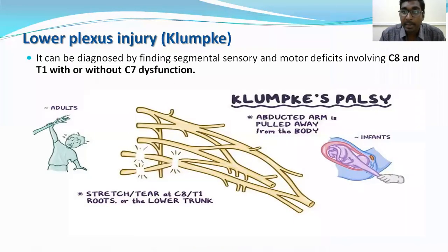What is Klumpke's paralysis? Klumpke's paralysis is the opposite of Erb's palsy. In Erb's palsy, the upper roots of the brachial plexus, C5, C6, and C7, are involved, and here mainly C8 and T1 are involved. Erb's palsy is stretching at the upper level, and Klumpke's paralysis is the complete opposite mechanism of injury. It is stretching, for example by one hand holding the body, or sometimes pulling of the hand in breech trauma. So the lower parts of the brachial plexus are stretched and injured in Klumpke's paralysis, but Klumpke's paralysis is rare compared to Erb's palsy.